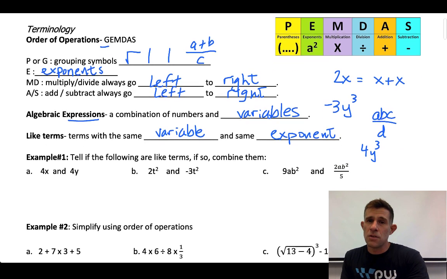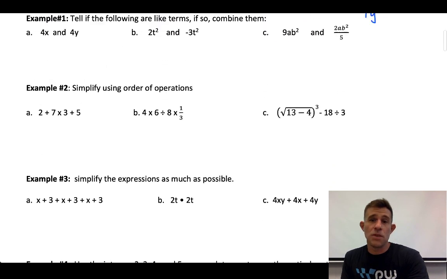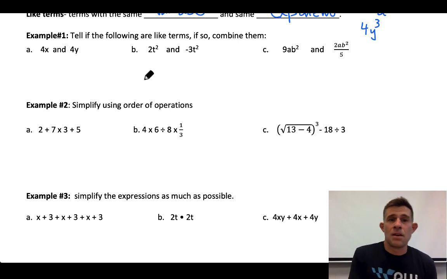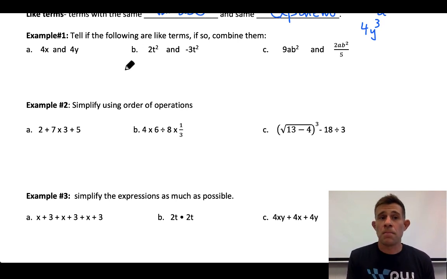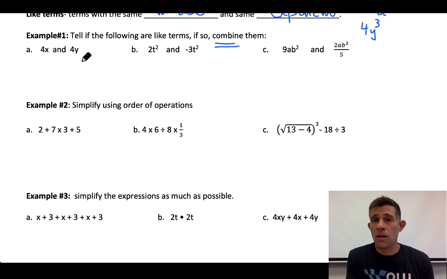Let's take a look at a few examples of like terms and see if we can combine them. Example 1 just asks us to evaluate, are these like terms? If so, combine them. Combining simply means adding or subtracting them. All right, so we have a 4x and a 4y. They don't have the same variable, although they do have the same exponent. The exponent on both x and y are 1. They do have the same coefficient, 4, but that does not allow us to combine them. So we say that these are not like terms.